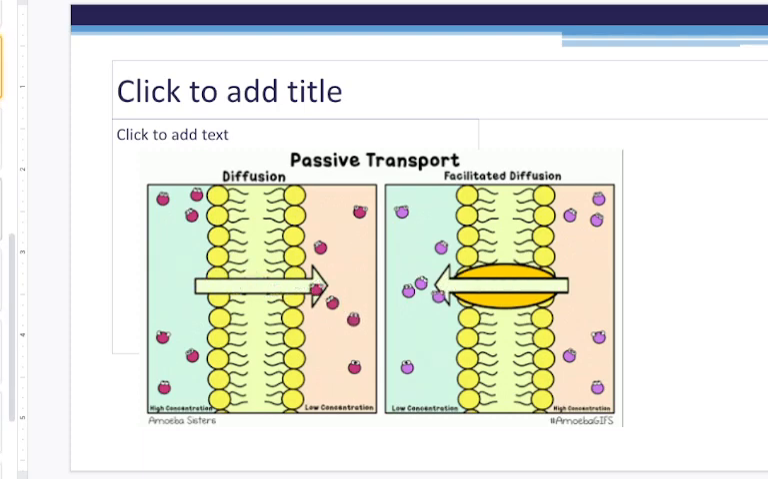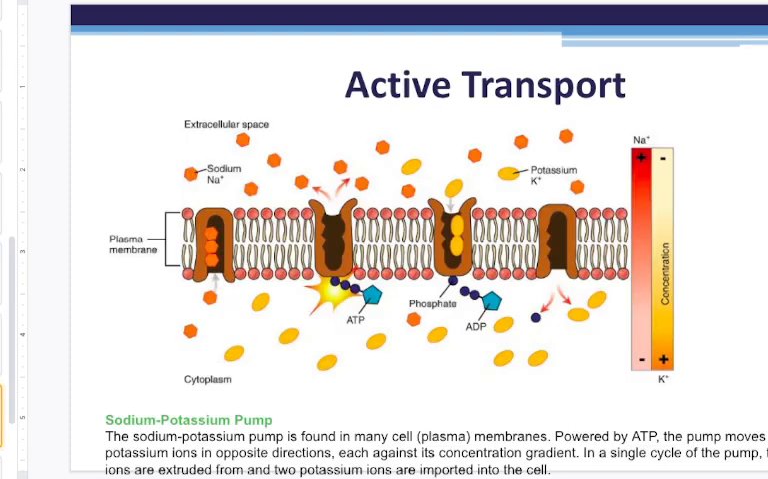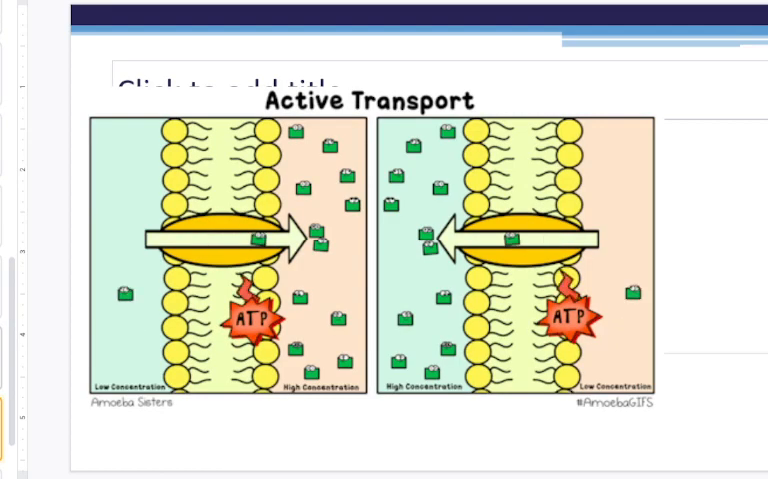When we're talking about active transport, this is where our solutes are going to move against their concentration gradients by the use of ATP and protein channels. Active transport, therefore, is going to move against concentration gradients, where our solutes can move from areas of low concentration to high concentration with the addition of ATP.